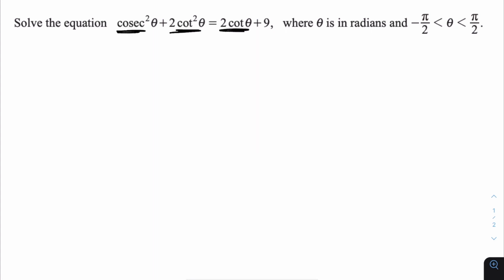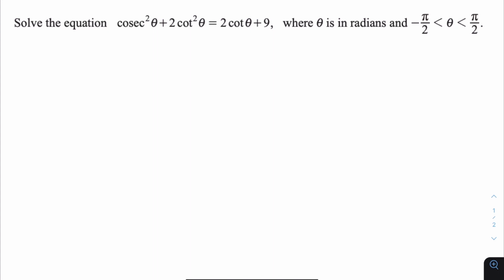So first thing we have to realize is that the cotangent appears in 2 different places, but then we have cosecant. And what we want to do is try and write this all in terms of the same trig functions. So what we have to do is figure out how to write cosecant squared theta in terms of cotangent. And thankfully, you are given an identity that links the two.